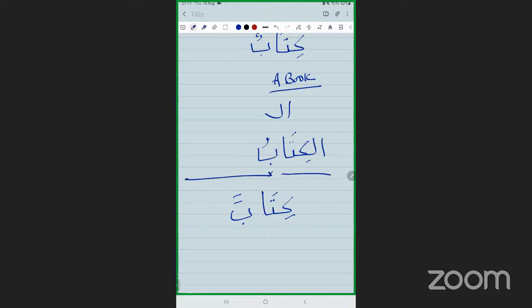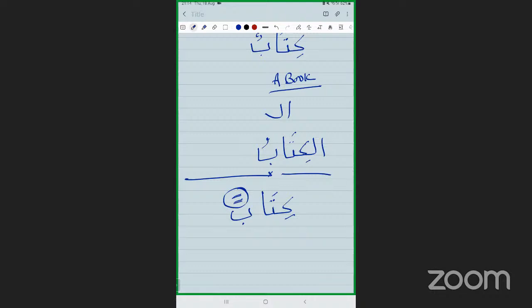Somebody else. 901. What is written here? Kitabun. By looking at it, can you tell me whether this is a noun or not? If you say this is a noun, you have to give me a proof. It has tanween, so it has to be a noun. MashaAllah. The tanween is telling me that it's a noun.